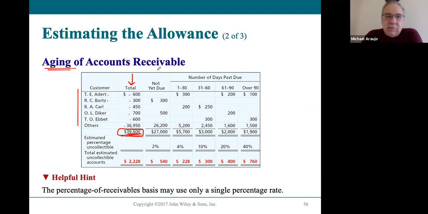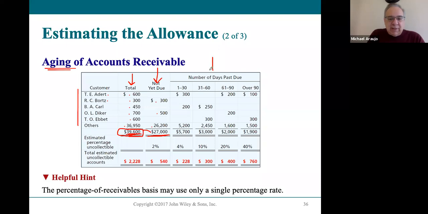Customer comes in, to business customer. You give them the merchandise, you give them a bill, right? You're waiting for 30 days to collect. So a lot of these things are not yet due. Okay. So of the 39,000 in total receivables, as you see, the vast majority of that, 27,000 of this, the due date hasn't come yet. Okay. That's true for Bortz. That's true for Diker. And that's true for most of the others.